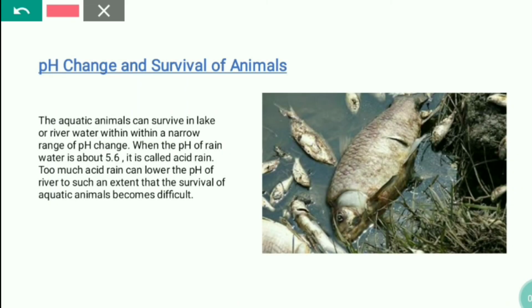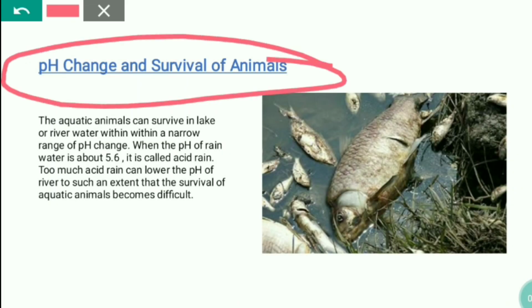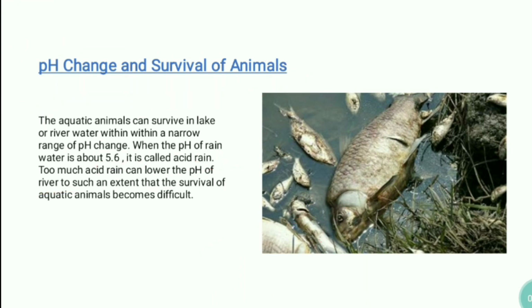We will now be talking about the pH change and the survival of animals. Students, aquatic animals can survive only in a limited pH range. But when acid rain occurs, the pH goes down to about 5.6, and that situation is called acid rain. And too much acid rain can lower the pH of a river. If too much acid drains in, what will happen to the pH of the river? It will decrease. And when the pH decreases, survival becomes difficult for these aquatic animals, and ultimately it is the reason for their death.